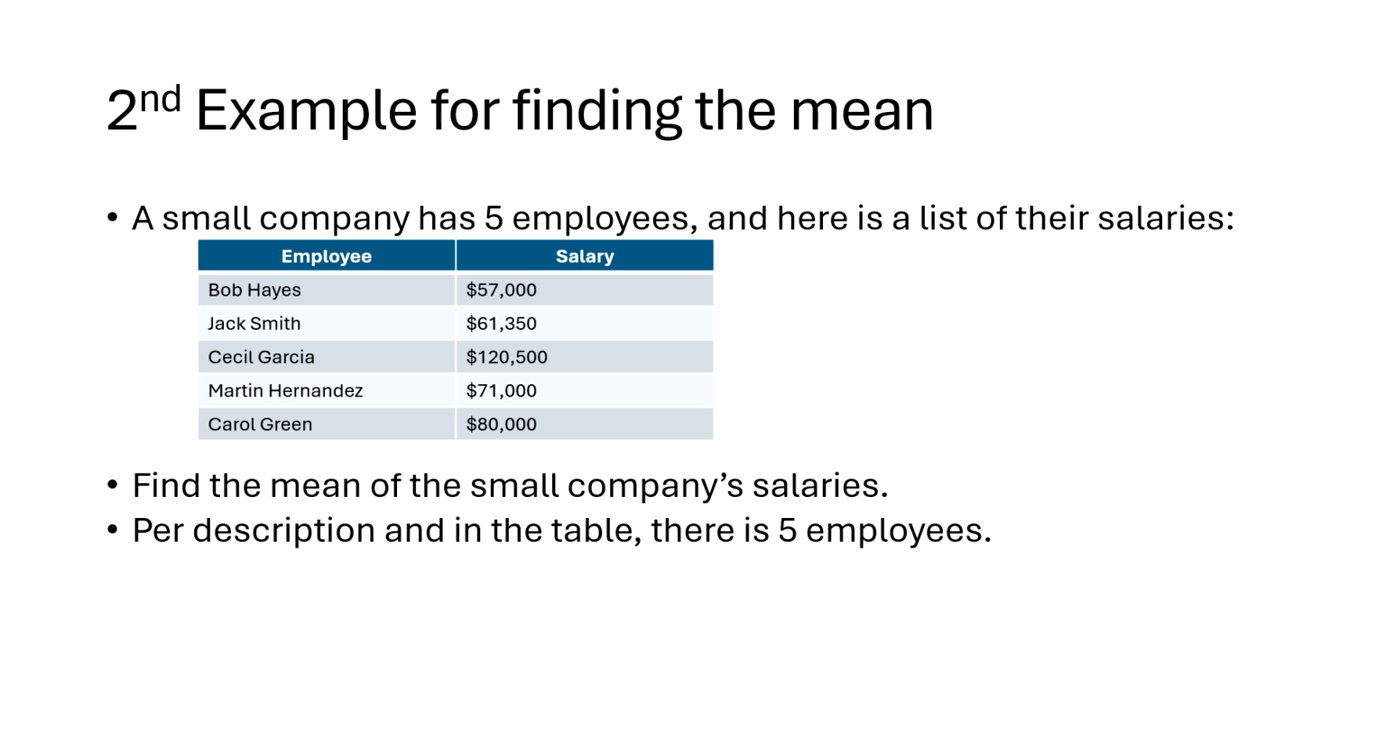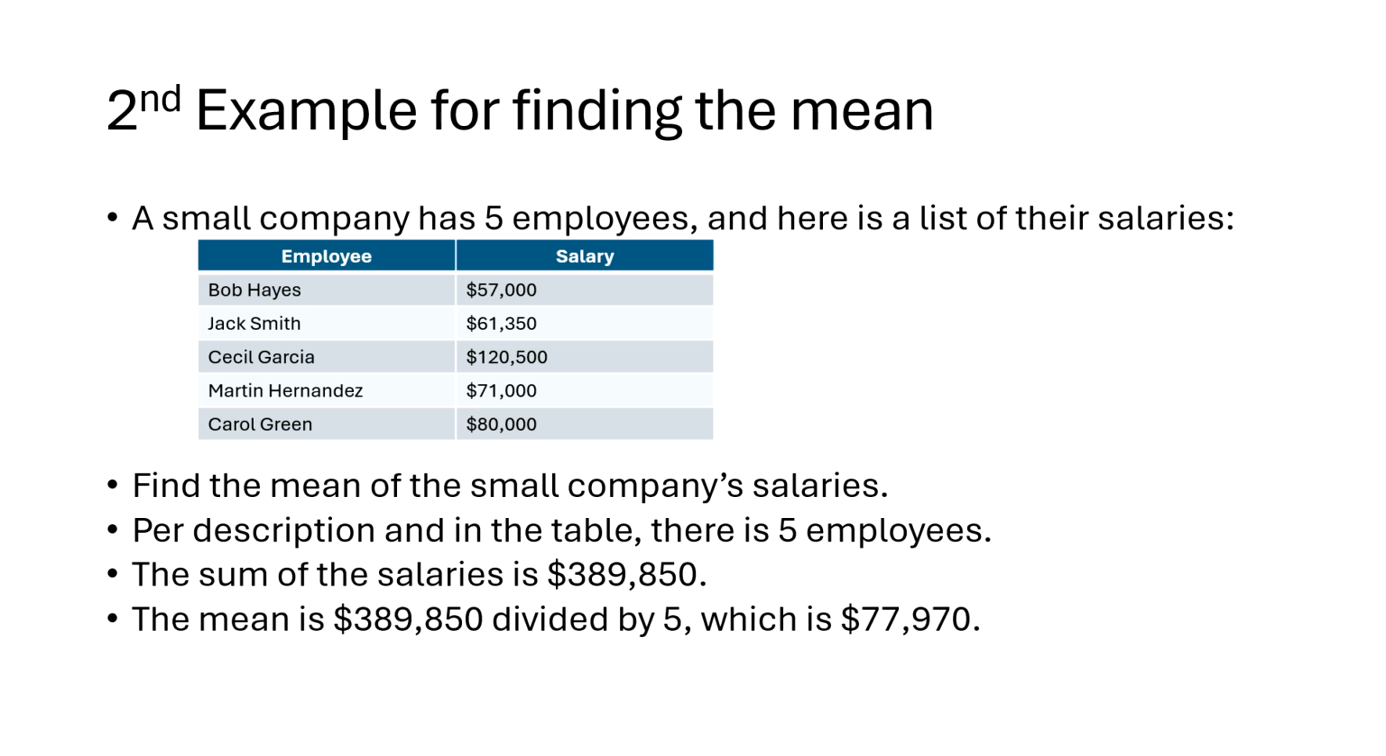So we find the mean of the small company salaries, and of course that table has 5 employees, and the sum of all their salaries is $389,850. So you divide that by 5, which gives the average salary of $77,970.